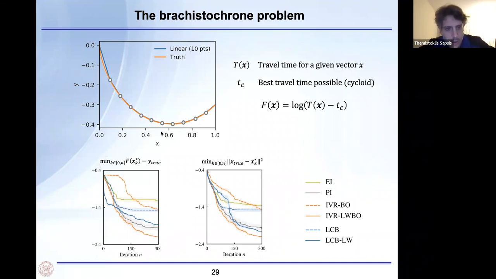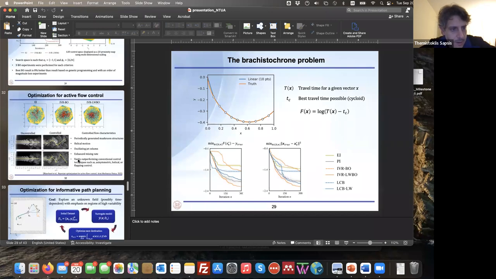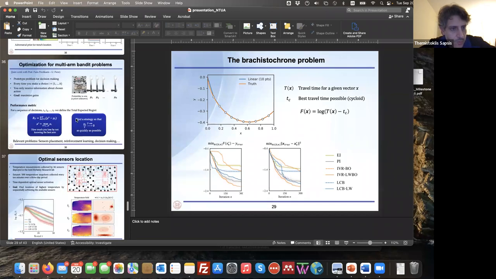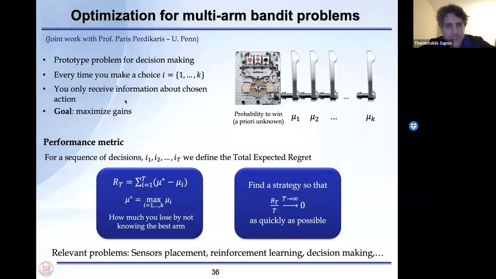And before I close, I want to present one example related to optimal sensor placement or multi-arm bandit problems. This is joint work with Paris Perdikaris, Professor Perdikaris from UPenn. The idea is, if you have a complex environment, where should one place the sensors to minimize the variance or identify the maximum value of a field. This is very popular in computer science as the multi-arm bandit problem.